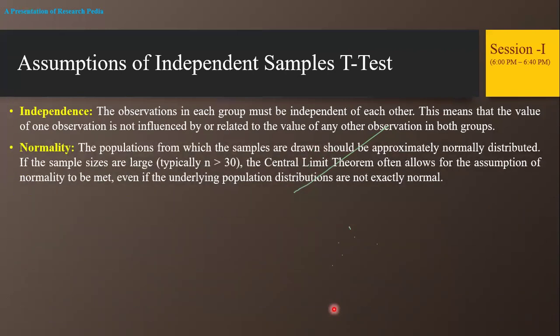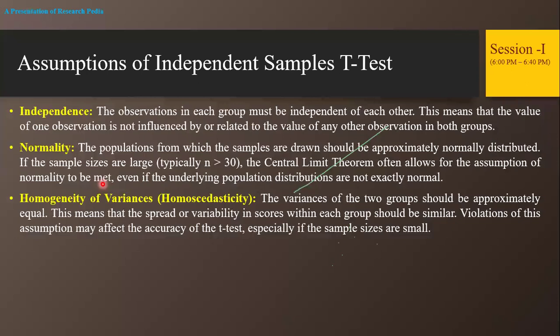The second is normality. The population from which the samples are drawn should be approximately normally distributed. If the sample size is large, typically n greater than 30, the central limit theorem often allows for the assumption of normality to be met. It means that if your number of observations is greater than 30, you do not need to check the normality. If your number of observations is less than 30, you need to check whether your data is normal or not. So when we start the analysis through SPSS, we will check whether our data is normal or not.